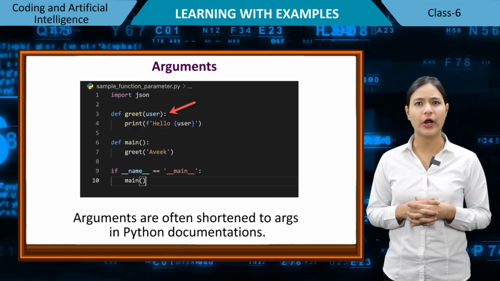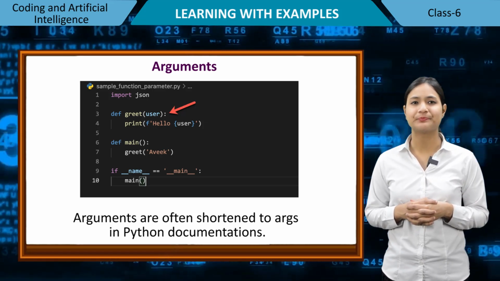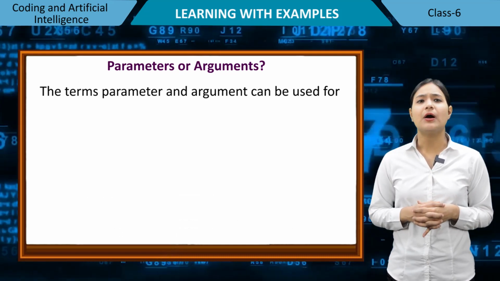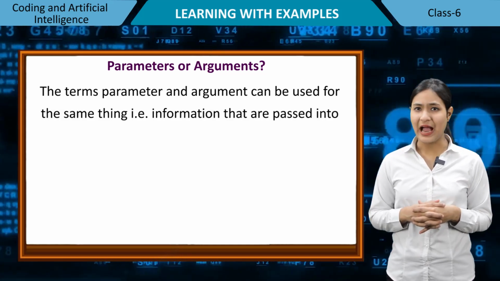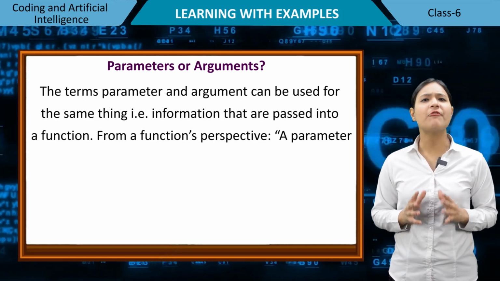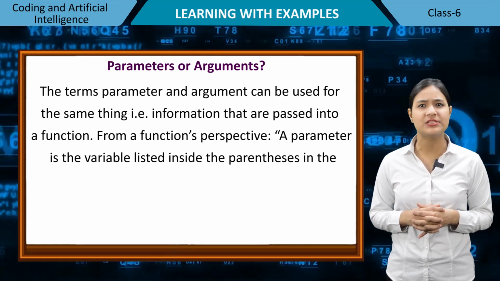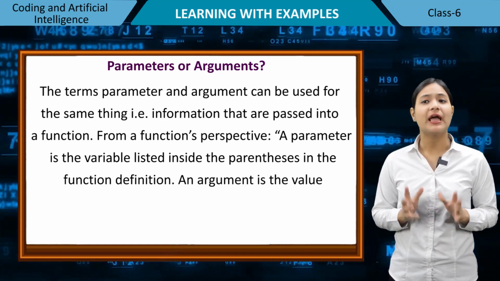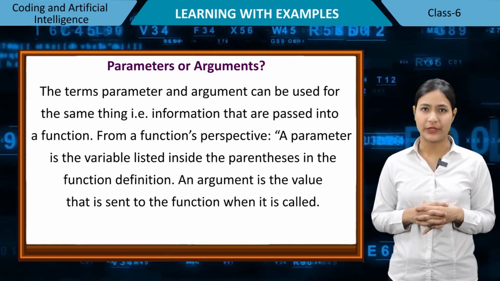Arguments are often shortened to args in Python documentations. Parameters or arguments. The terms parameter and argument can be used for the same thing, that is, information that is passed into a function. From a function's perspective, a parameter is the variable listed inside the parentheses in the function definition. An argument is the value that is sent to the function when it is called.